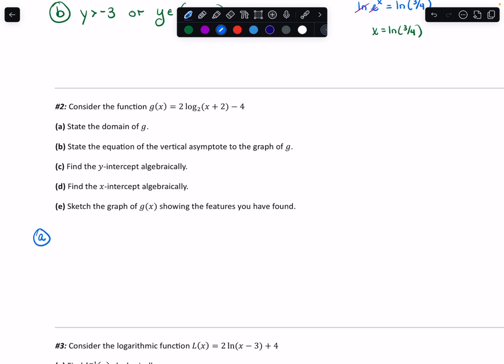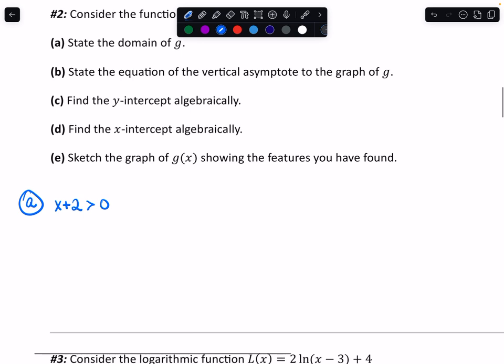We need to make sure that the argument of our logarithmic function is always positive. So I need the argument, which is x plus 2, to be greater than 0. If I subtract 2 from both sides, I get x is greater than negative 2. That is a fine way to leave your domain, stating it as an inequality statement.